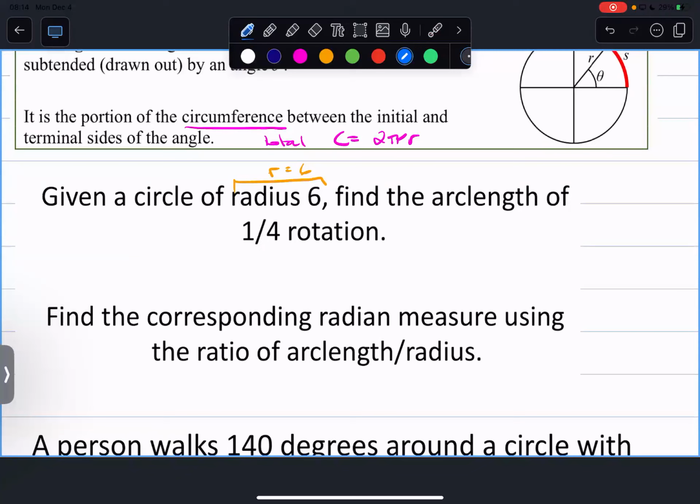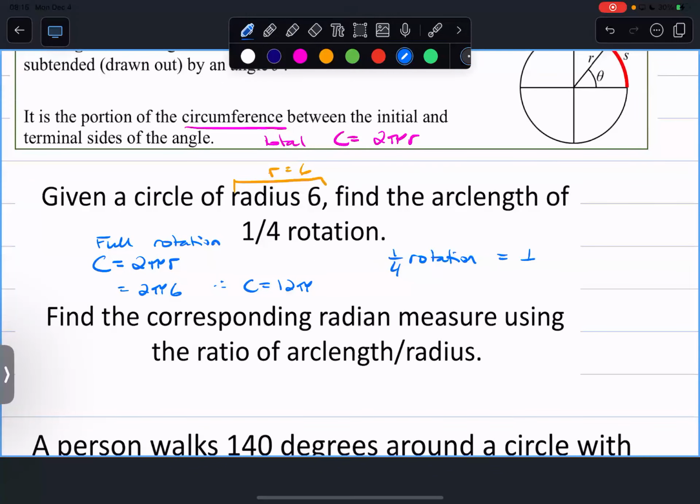So if the circumference is 2 pi r, then we get 2 pi times 6, or 12 pi. That's the full rotation. Now, if we want a quarter rotation, it is 1/4 times 12 pi, which is 3 pi. That's the arc length.